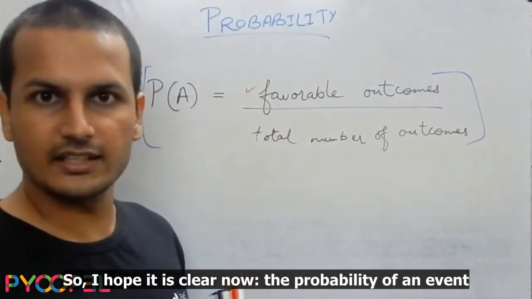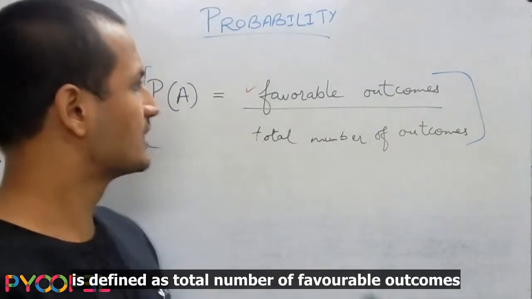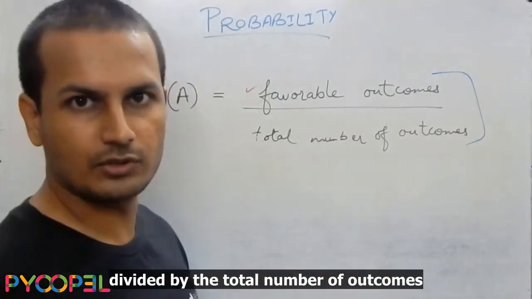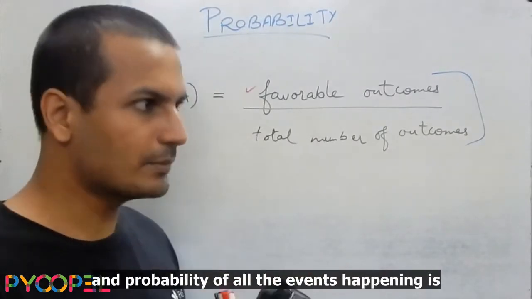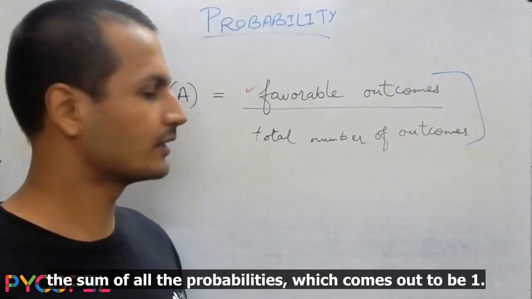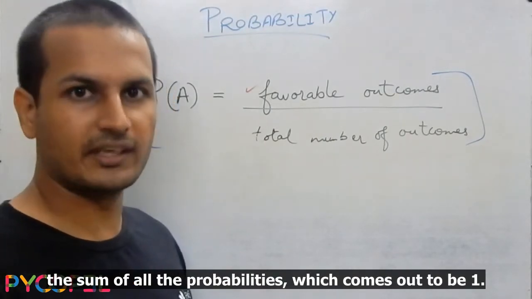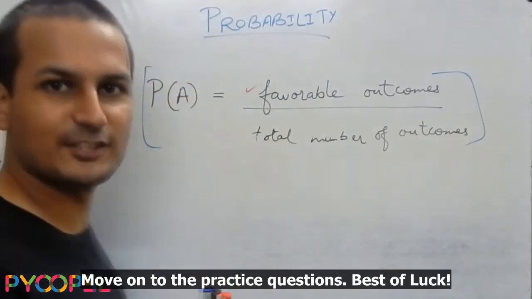So I hope it is clear now. The probability of an event is defined as the total number of favorable outcomes divided by the total number of outcomes, and the sum of the probabilities of all the events comes out to be 1. Remember that. Move on to the practice questions.